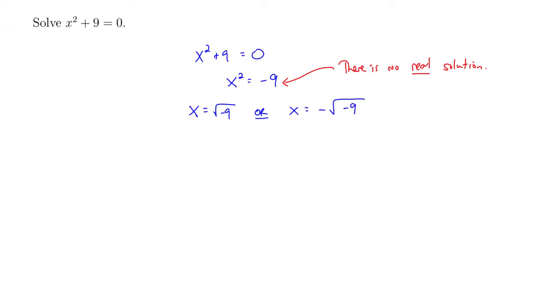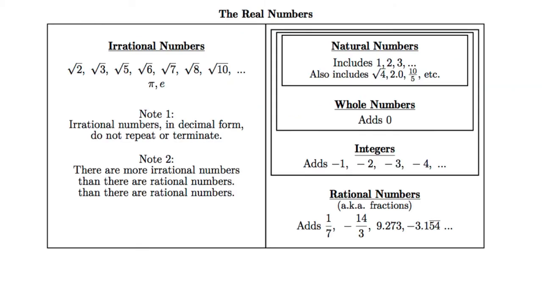The fact is, there are two solutions, and we have found them: the square root of negative 9 and the negative square root of negative 9. These are simply numbers that don't fit on the number line. These two numbers are what we call imaginary numbers.